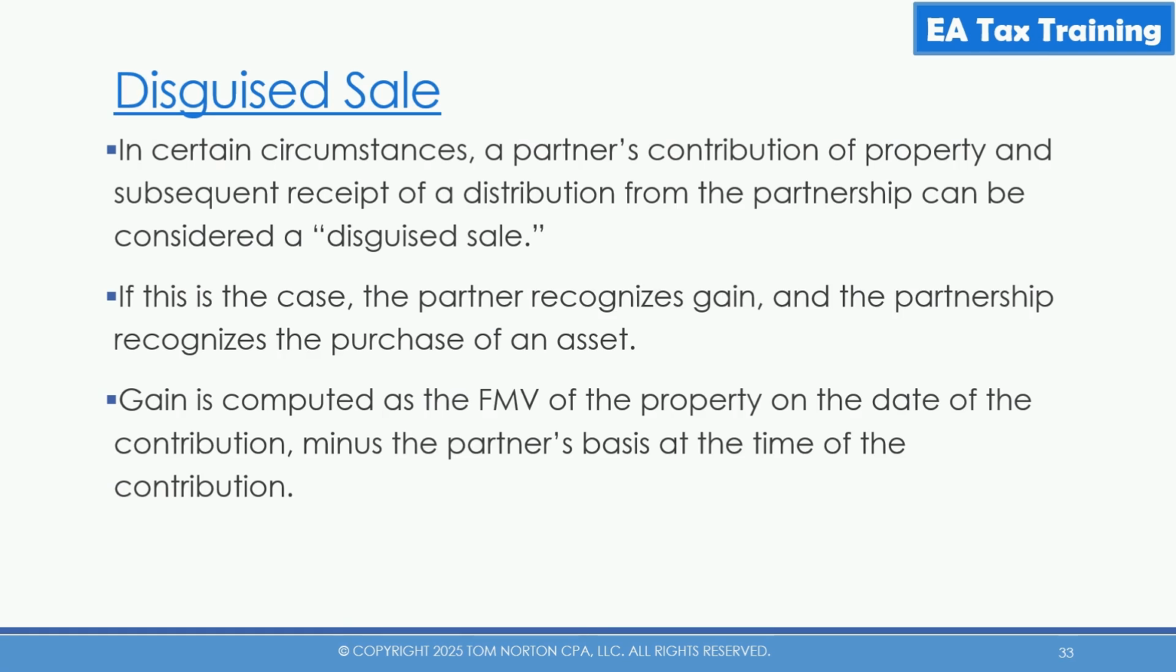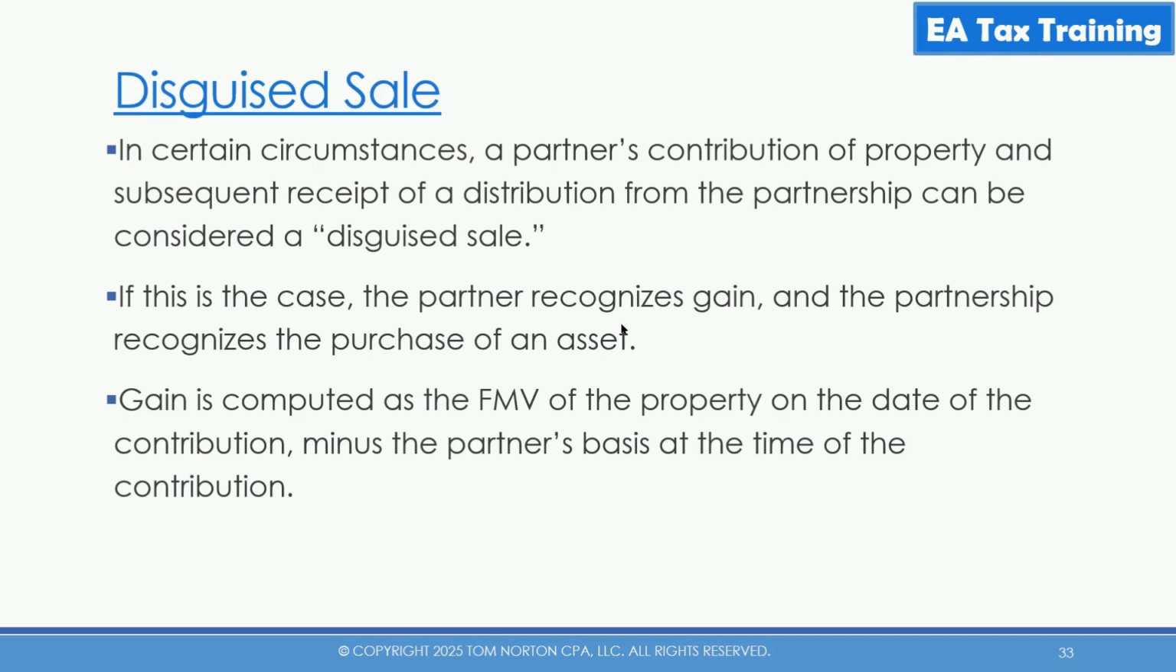There can be something called a disguised sale. So, in certain circumstances, a partner's contribution of property and subsequent receipt of a distribution from the partnership can be considered a disguised sale. In this case, the partner recognizes gain and the partnership recognizes the purchase of an asset. So, what are we talking about here? We can have a situation where the partner contributes, let's say, that building to the partnership. So they are quote unquote contributing the building to the partnership. And then a little while later, lo and behold, magically, they get a distribution from the partnership.